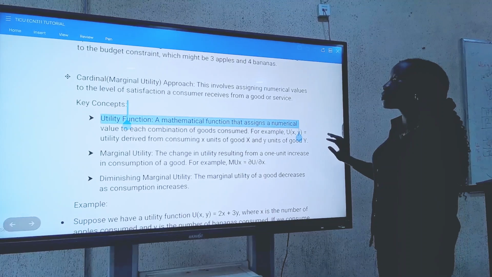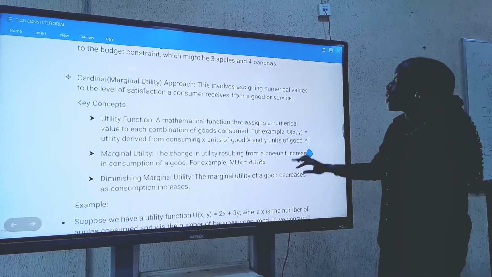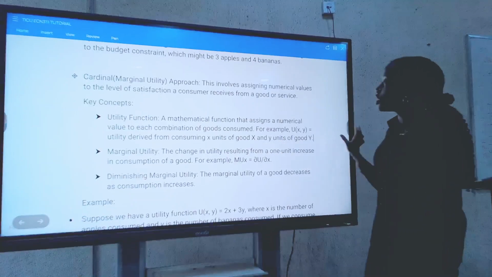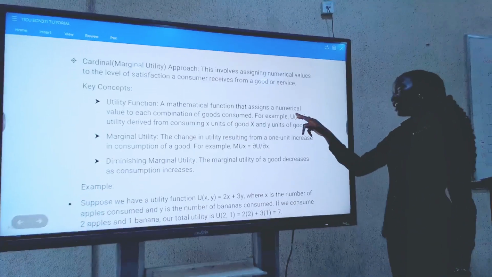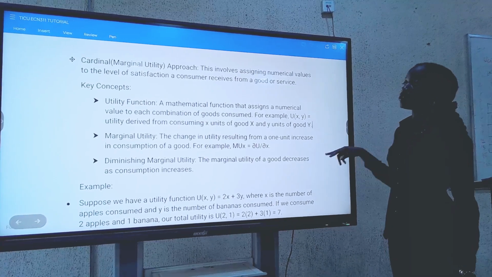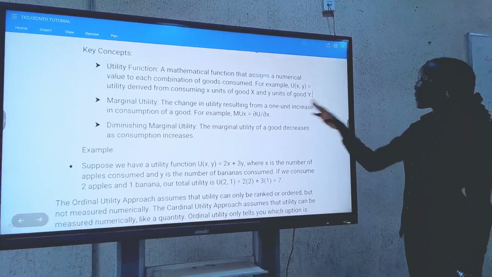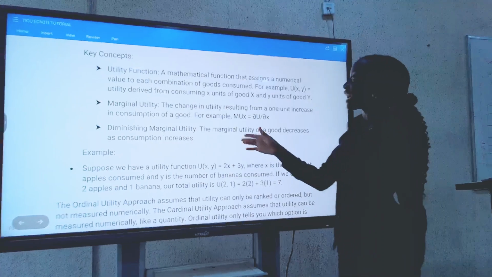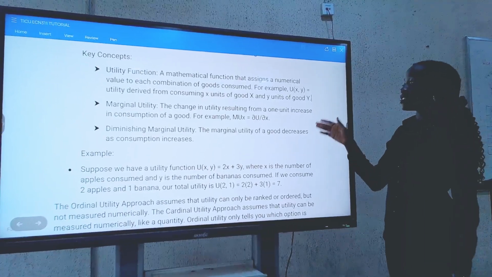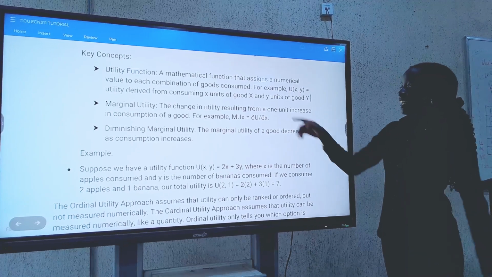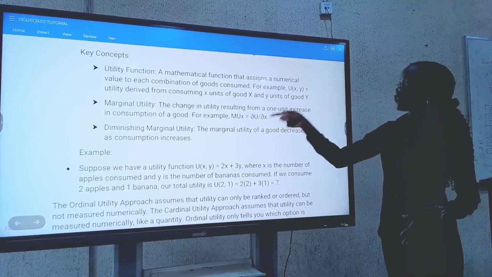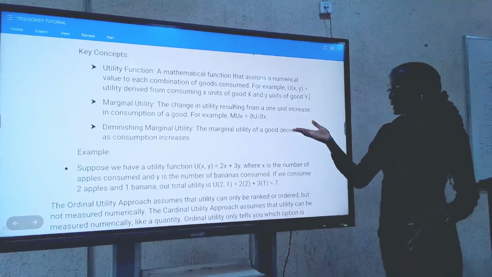So key concepts, we have utility function, a mathematical function that assigns a numeric value to each combination of goods consumed. That's the utility as a function of x and y, where x and y are the goods consumed. Then we have marginal utility. As I explained earlier, it is the change in utility resulting from a 1 unit increase in consumption of a good. And marginal utility of x is basically the differentiation of utility with respect to x.